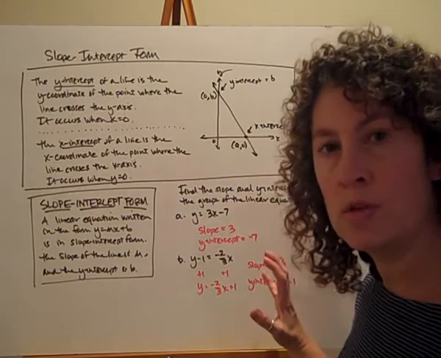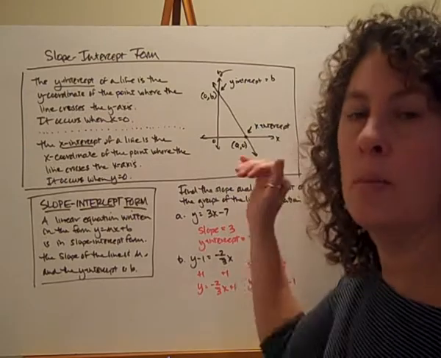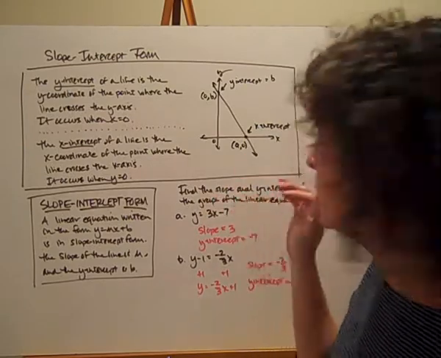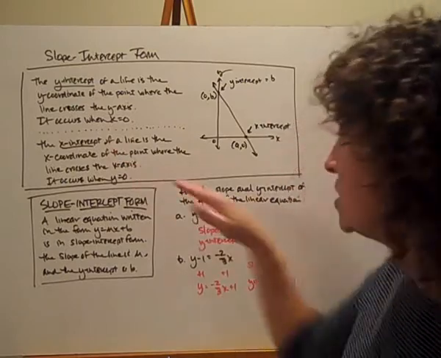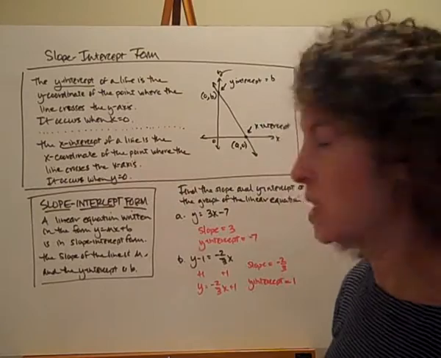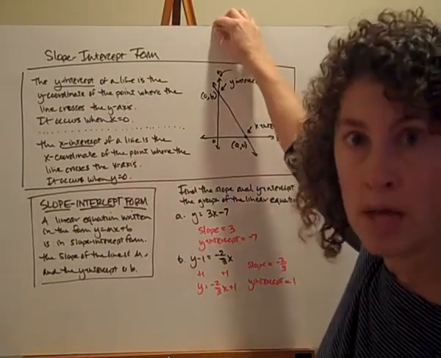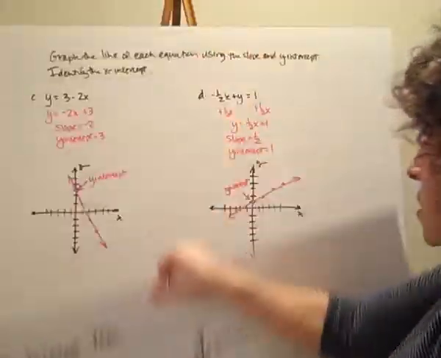So if I picture what this graph looks like, it crosses the y-axis above the origin, very close to the origin, but above the origin. And it has a negative slope, so it's going down. And it's 2/3, which is not very steep. So we can pull those parts out of this type of an equation.